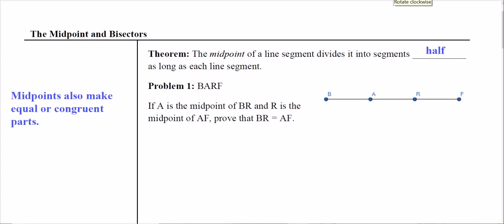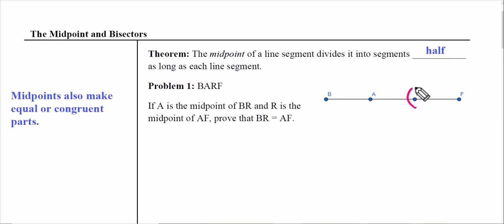A midpoint divides a line segment into equal halves, making those equal halves congruent to each other. So for this proof, we have this line segment, BARF. If A is a midpoint of BR, that would stand to reason that it would cut this in half, right? So that means BA is equal to AR.